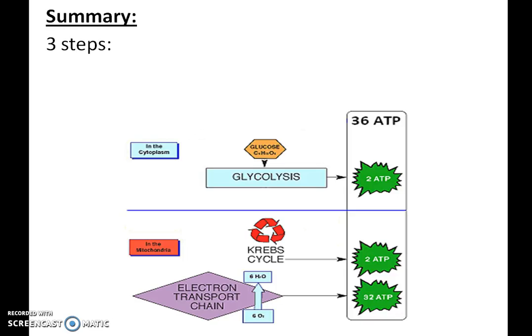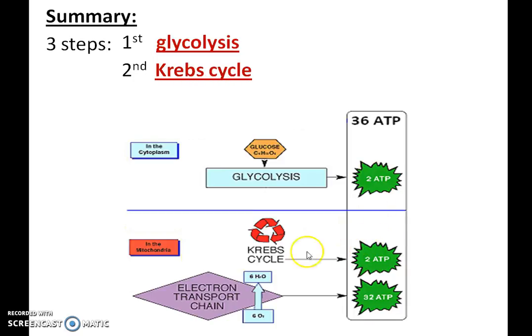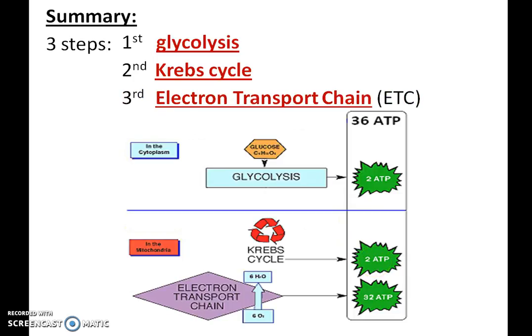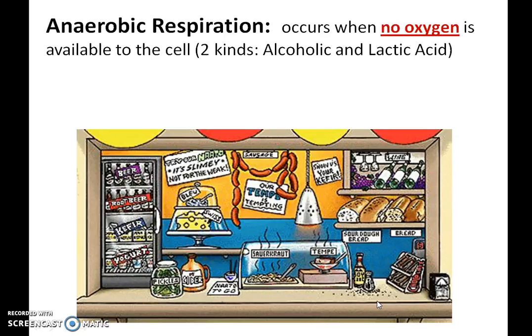So in summary, there are 3 steps. First is glycolysis, and in glycolysis, it happens in the cytoplasm, and you receive 2 ATP. Second is the Krebs cycle, which happens in the mitochondria. Again, you get 2 ATP. And last but not least, the most bang for your buck, you get the electron transport chain, which again occurs in the mitochondria, and you get 32 ATP.